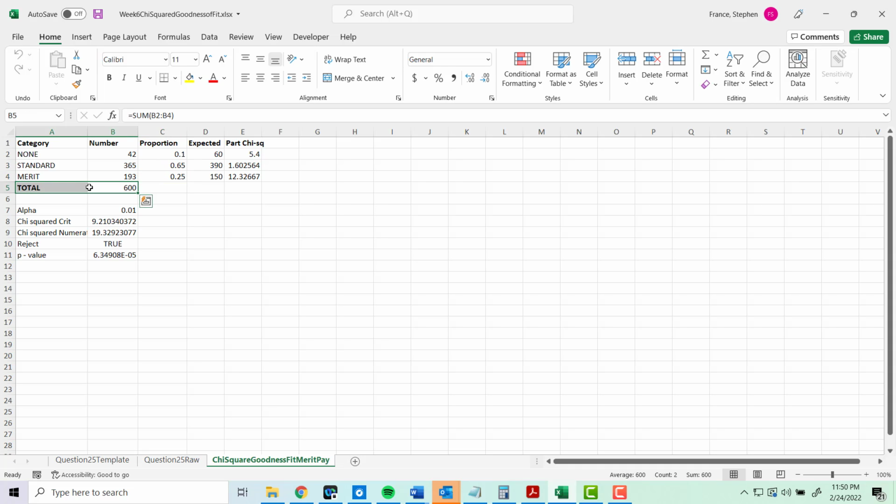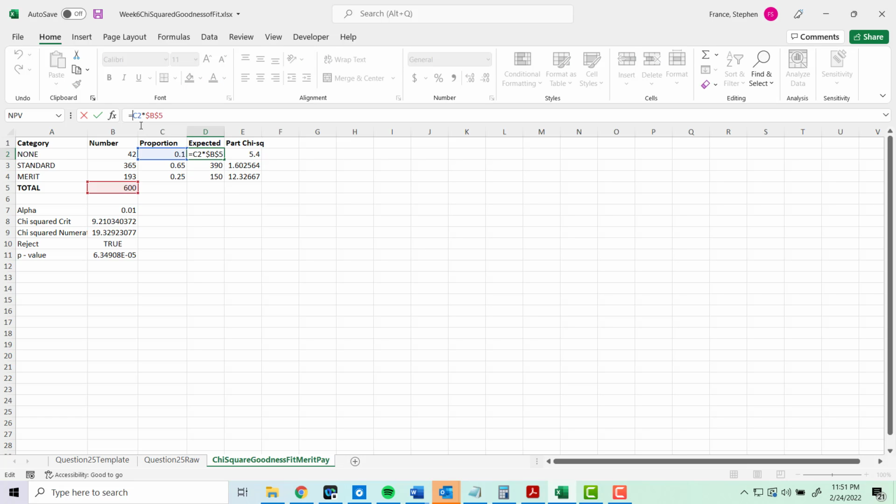For example, here, we wanted to sample people to see if what Google is saying is correct. Obviously Google know their exact pay rises, but maybe we're investigating Google and seeing if they really do what they say they do. So we sample 600 people. And these are our expected proportions, 0.1, 0.65, 0.25. So if these are true and we have 600 people, we just have to multiply.